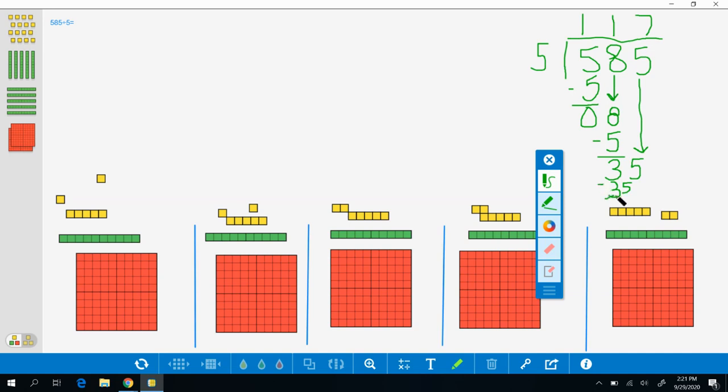And when I subtract 35 minus 35, I get 0 ones. When we look back at our model, do you see any ones? I don't either. So let's take a look here. 585 divided into 5 equal groups is 117. So if you want, you could always double click on your equation editor and add that in there, or you could just write that over here. Your quotient is 117.